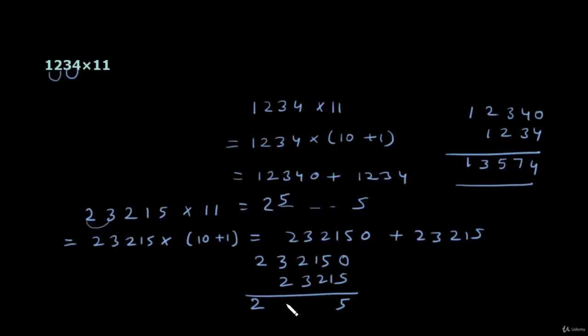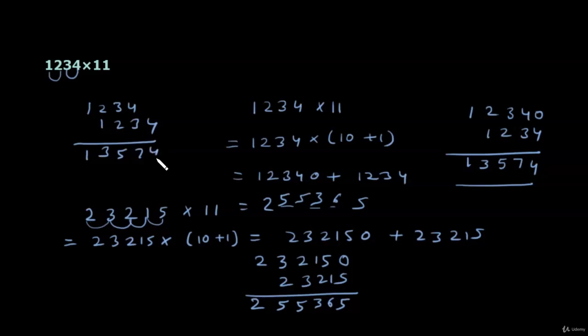Here also 2 added to 3 gives us 5. 3 added to 2 gives us 5. 2 added to 1 gives us 3. And 1 added to 5 gives us 6. Here also 1 added to 5 gives us 6. For more shortcut, we can add the number by shifting like this. We will get the same answer like this.